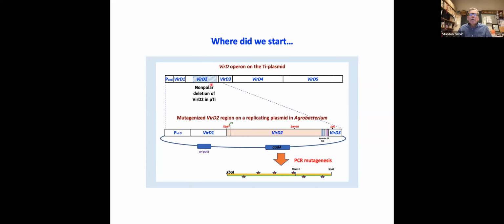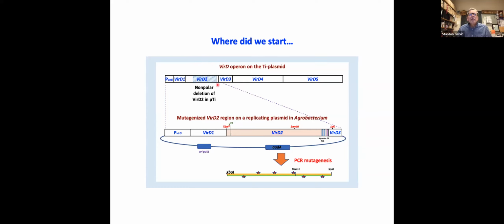And what we did is we made a non-polar deletion of VirD2, in which we deleted most of the internal part of VirD2, but left the amino terminus and the carboxy terminus in frame. So it makes essentially a dead protein. And therefore, it's non-polar on VirD3, VirD4, and VirD5. For those of you who remember your microbial genetics, you have to watch out about polarity. So there's a promoter that expresses VirD1, VirD3, 4, and 5, but it makes an inactive fragment of VirD2.